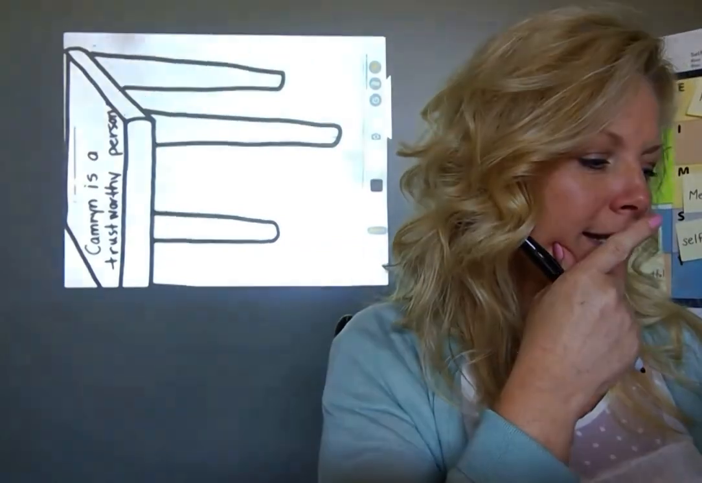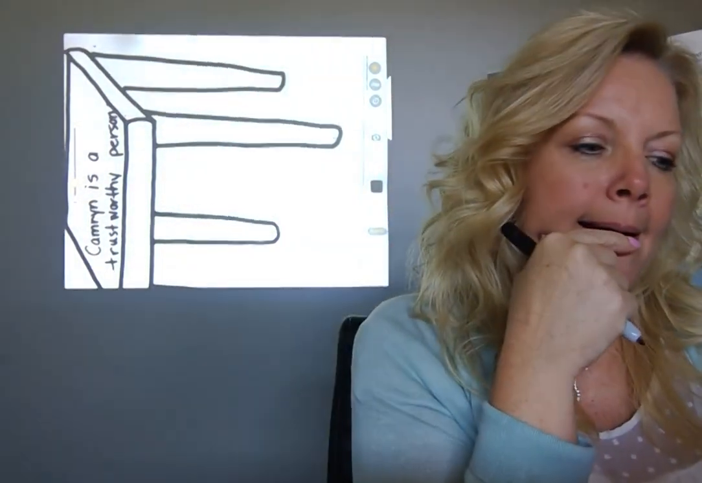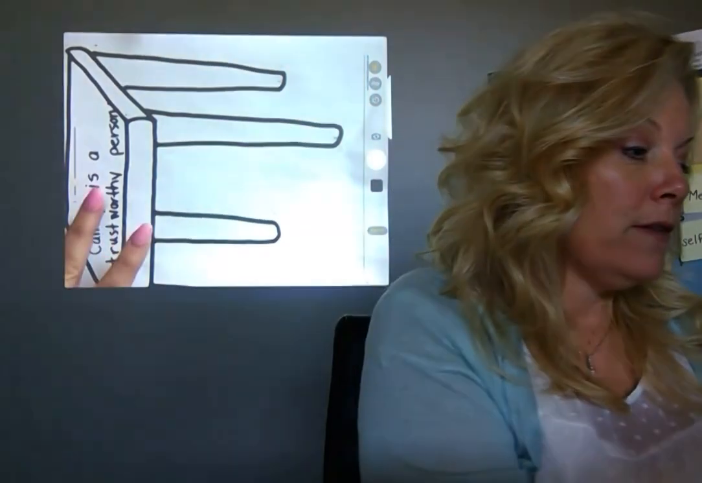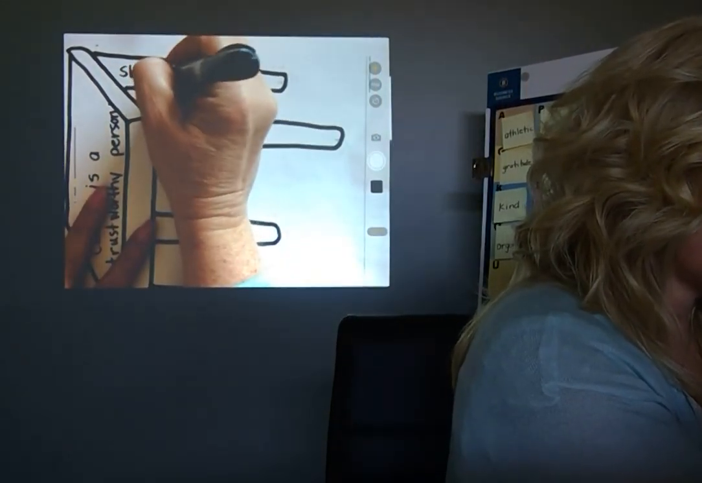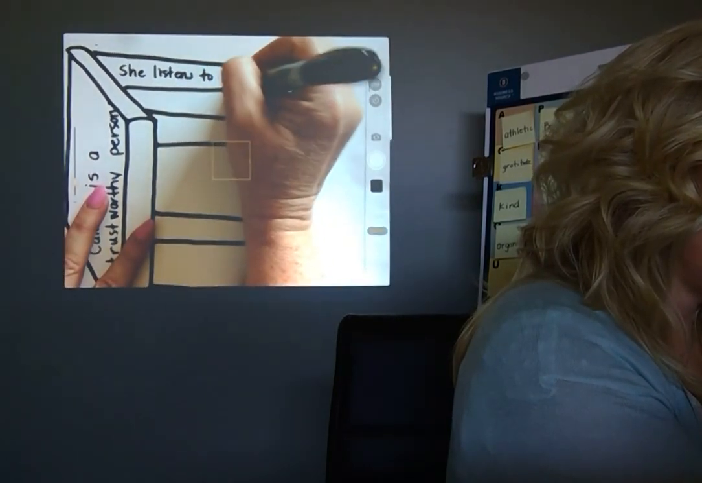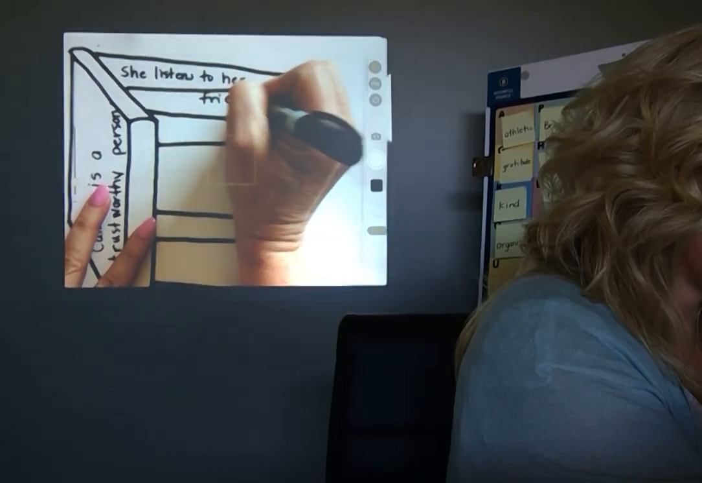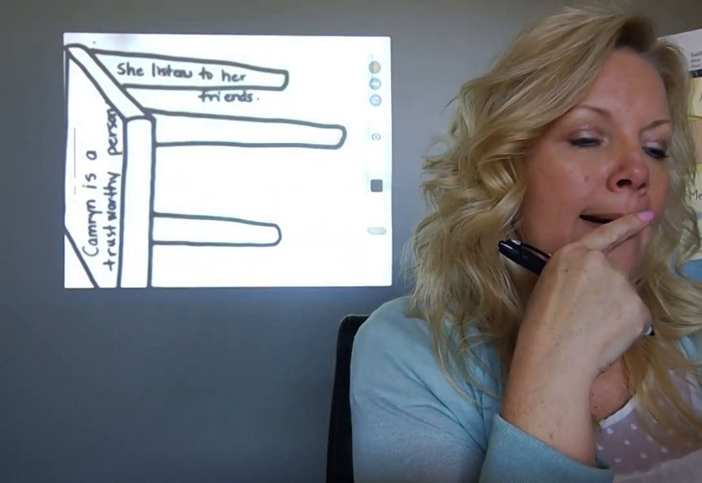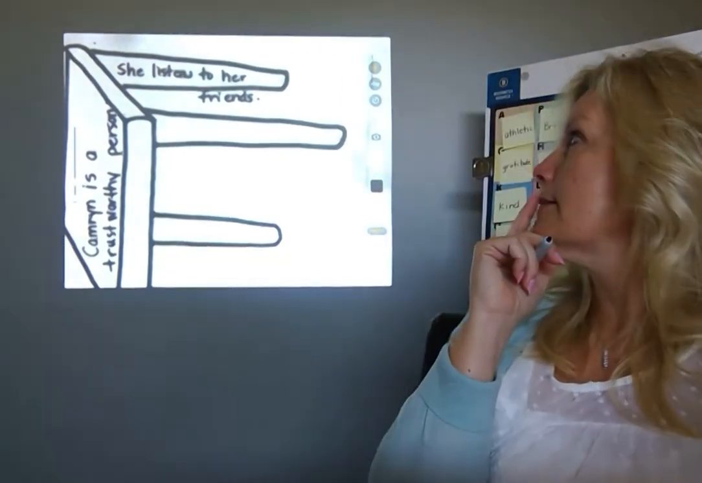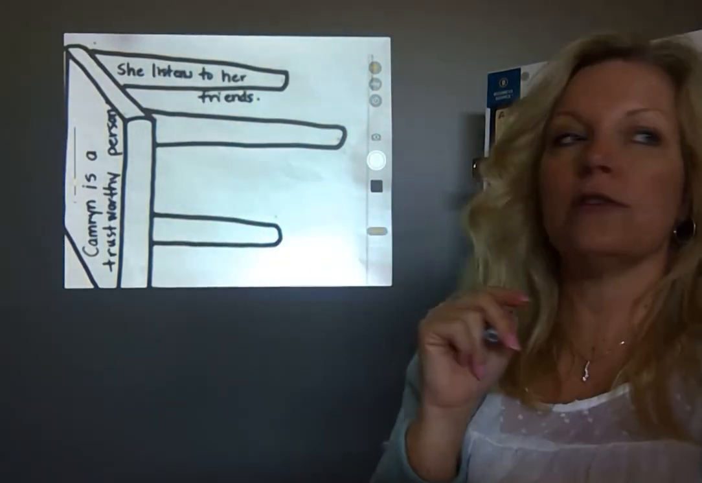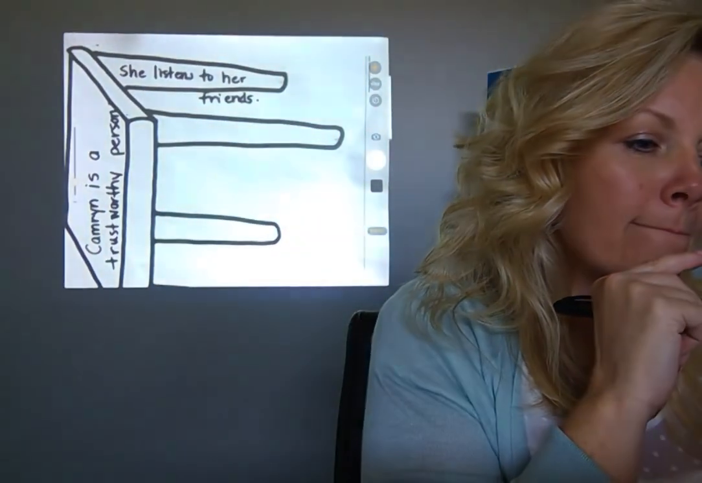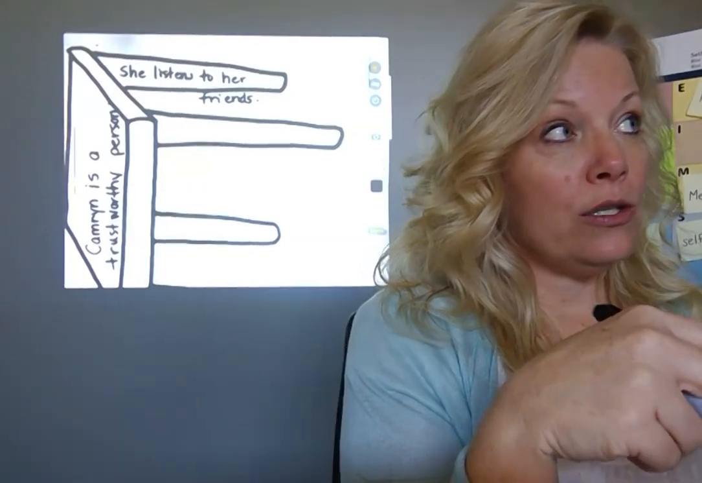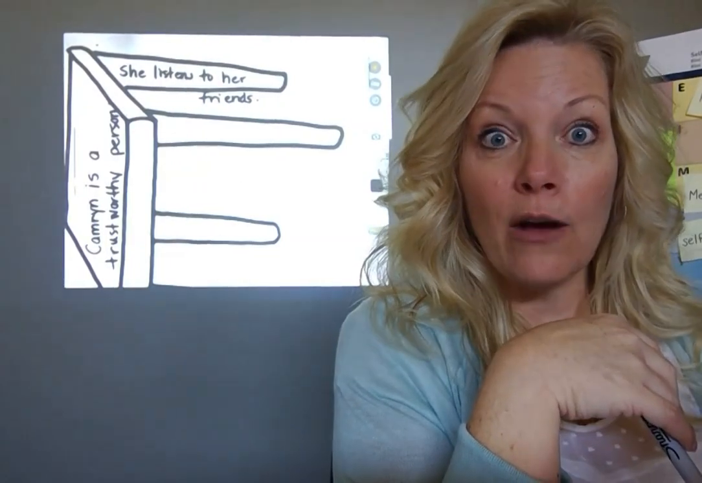So taking a look. So what makes Cameron trustworthy? Well, she listens to her friends, and that's important, all right? So she listens to her friends. Okay, so she listens. That's important. What else does she do to make her trustworthy? Let's see. So she is trustworthy. She listens to her friends. Well, she doesn't tell what her friends tell her. She doesn't tell other people. So she keeps her friends' thoughts to herself.